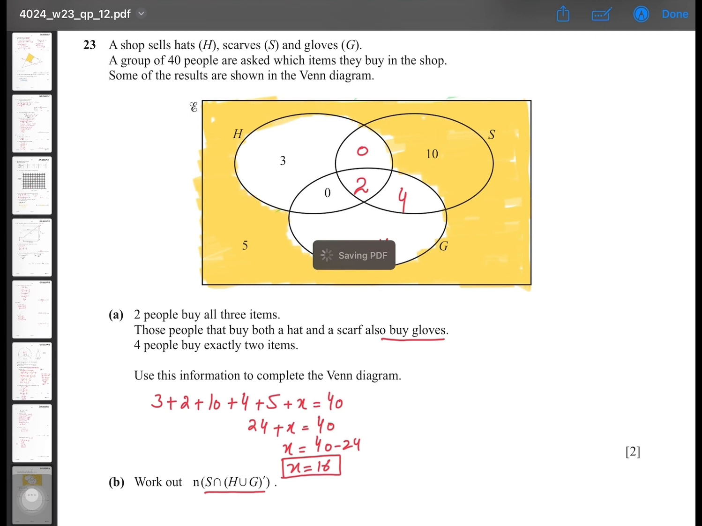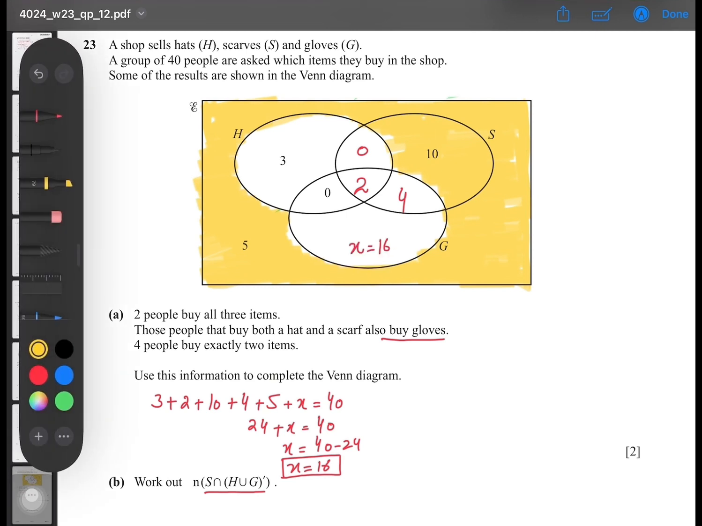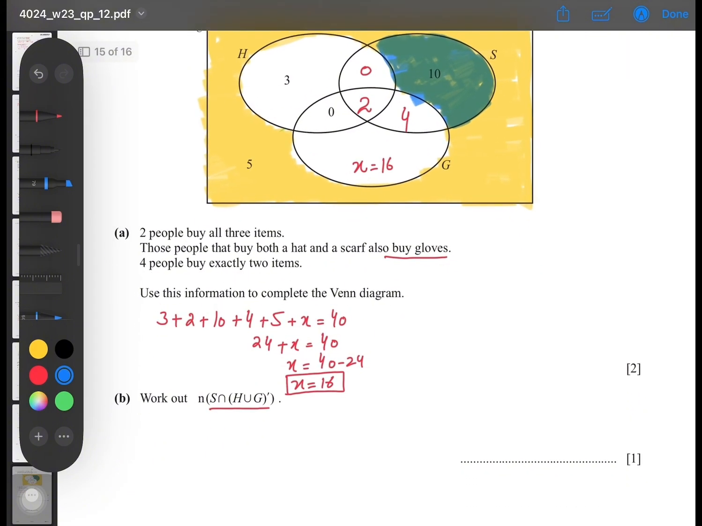So if we take the intersection of this part with S, so it will be this part only. So the number of members of this part is 10. So the number of members of S intersection H union G complement is 10.